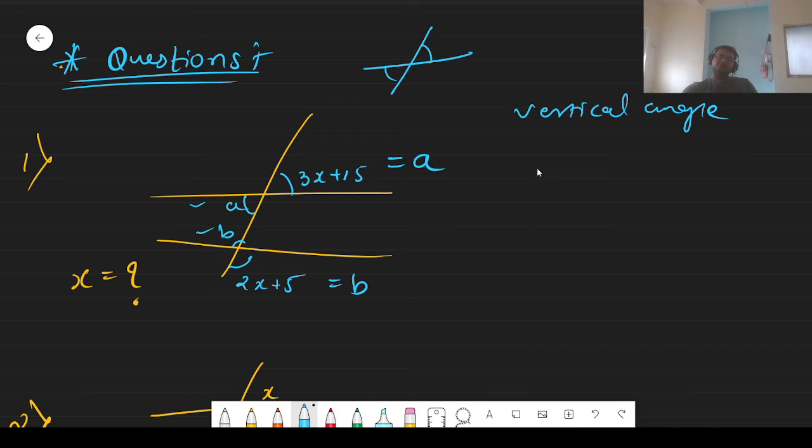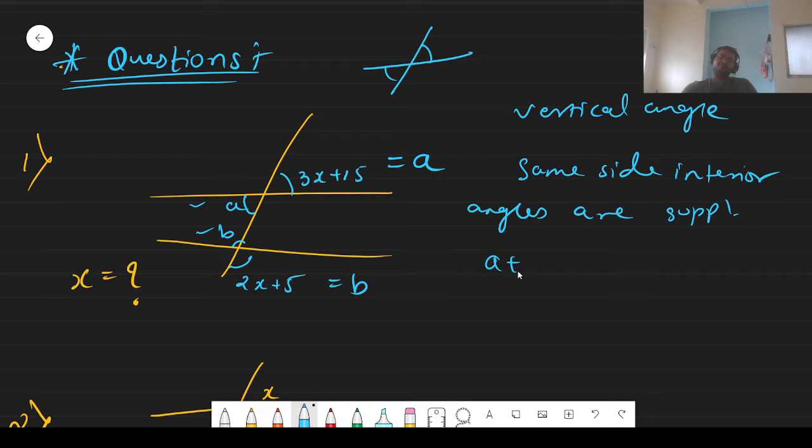Now, using the fourth point we studied, same side interior angles are supplementary. So these are supplementary. That means A plus B will be equal to 180 degrees. So what can I write? Substitute the values of A and B, of course. Instead of A, I can write 3x plus 15, and instead of B, I can write 2x plus 5, which equals 180.